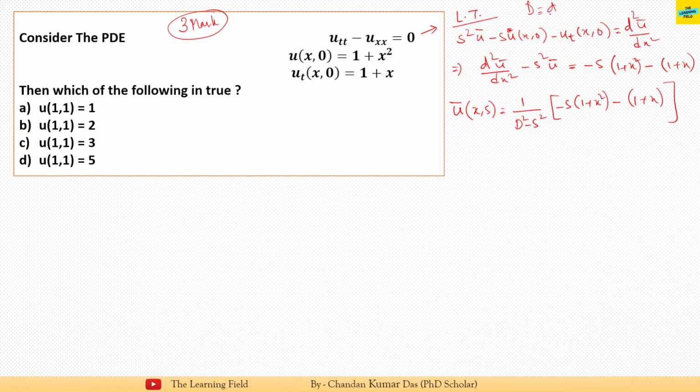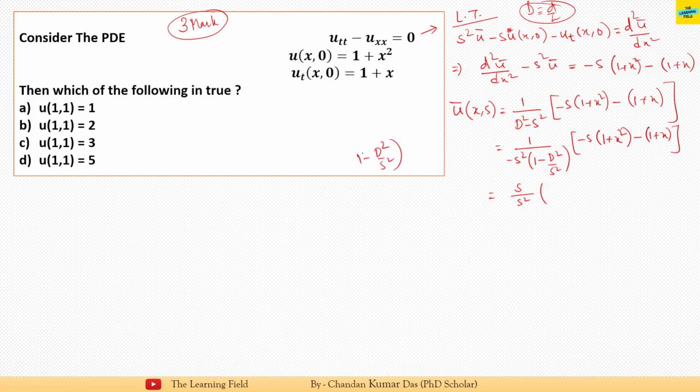We know that D stands for d/dx. Now we can write 1 by, taking minus s squared common, 1 minus D squared by s squared, operating on minus s into 1 plus x squared minus of 1 plus x, where s is treated as a constant in this operation. So from the first term we write s by s squared into the inverse of 1 minus D squared by s squared.